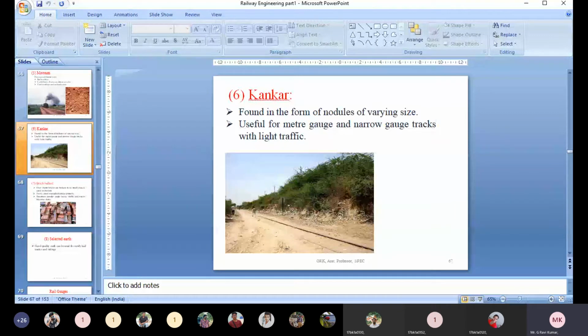It is a nodule type structure, and it contains varying sizes. It means a number of sizes it contains, and it is useful for meter gauge and narrow gauge tracks with light traffic. Understand? It means wherever the meter gauge and narrow gauge tracks are there, Kankar will be useful, and wherever broad gauges are there, in those cases the granite, limestone, or hard stone or sandstones will be used as a ballast.